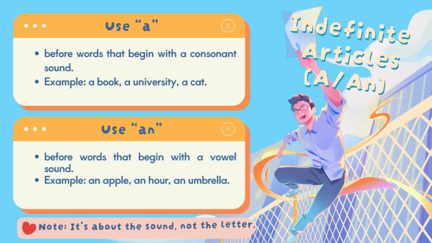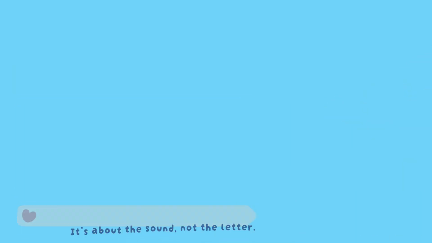Let's start with the indefinite articles, a and an. These are used to refer to general, non-specific nouns. Use a before words that begin with a consonant sound, like a book or a university. Use an before words that begin with a vowel sound, like an apple or an hour. Remember, it's about the sound, not the letter. For example, we say an hour because hour starts with a silent H and sounds like "our".